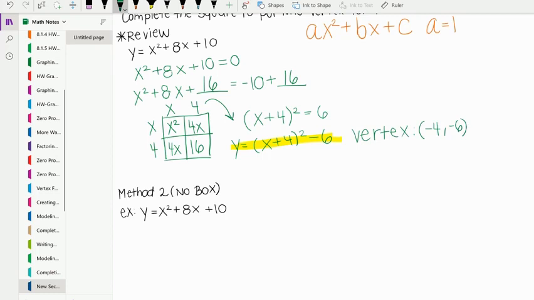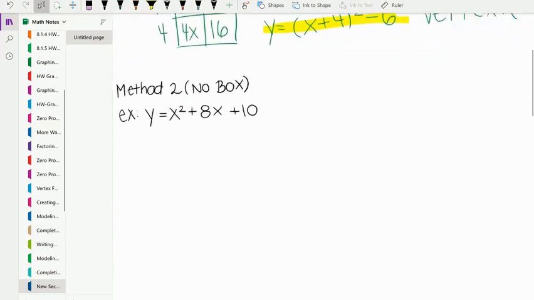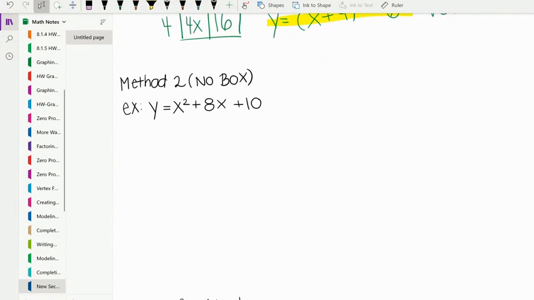Okay, so we're going to go ahead and look at a different method. You definitely have the option of choosing which method you want. It's just like when we multiply, we can use the box, we can use FOIL, we can use the distributive property. Same thing here. But it would be helpful for you guys to know both methods to know which one you will like better. So the first step is the same.